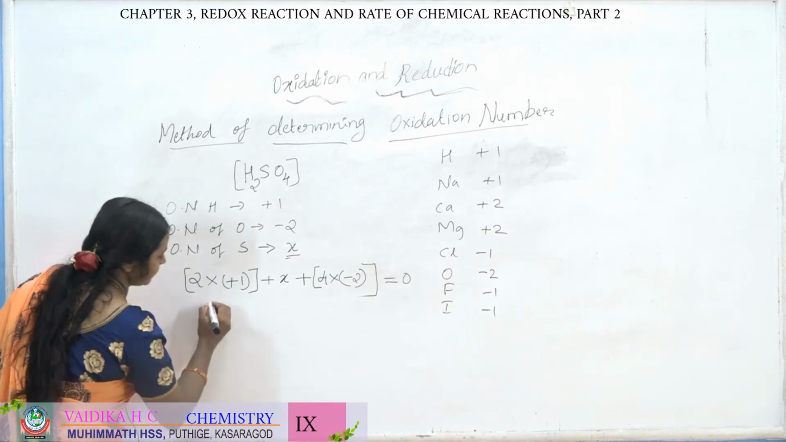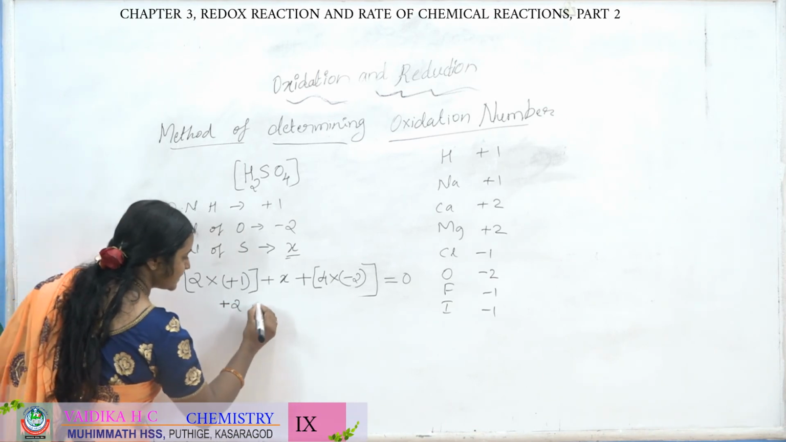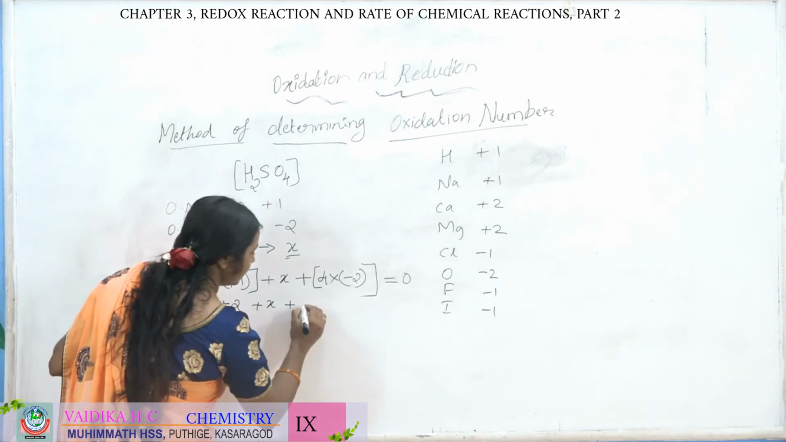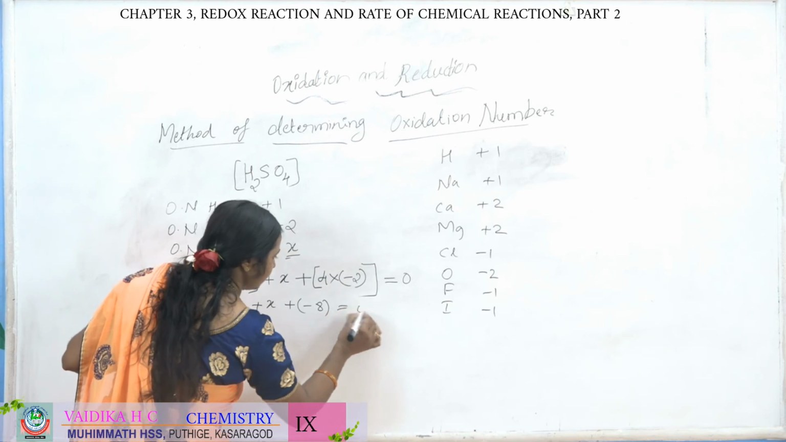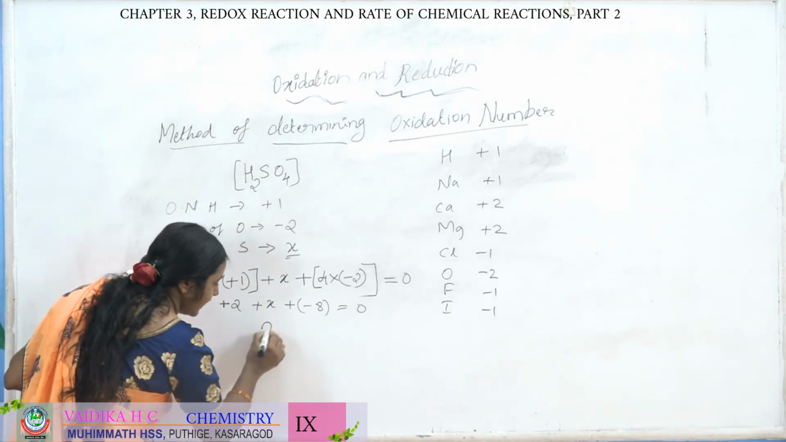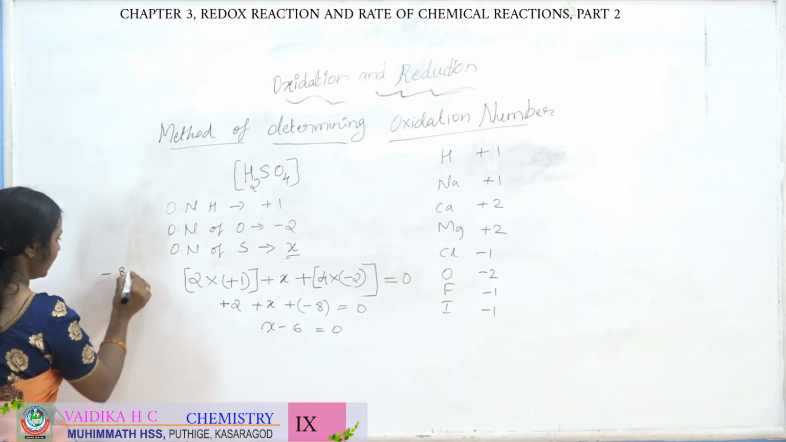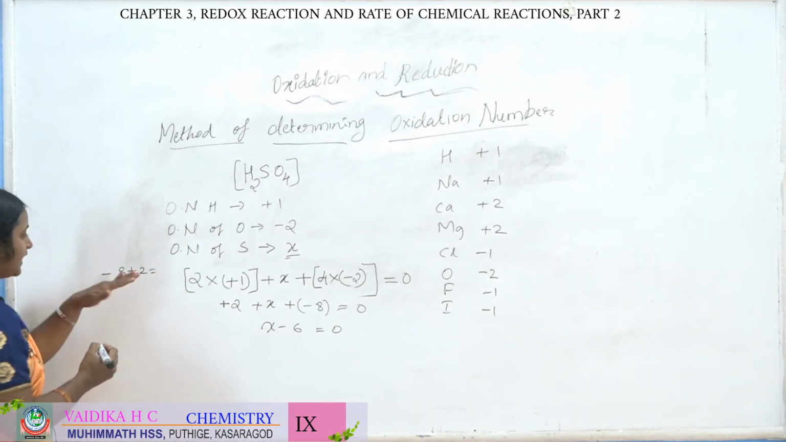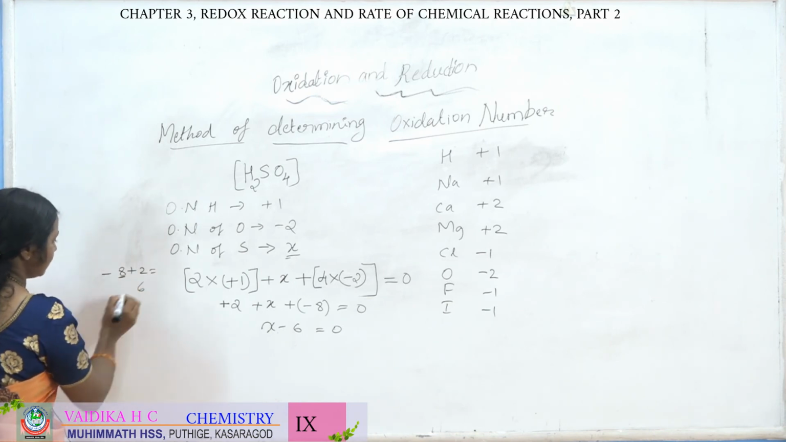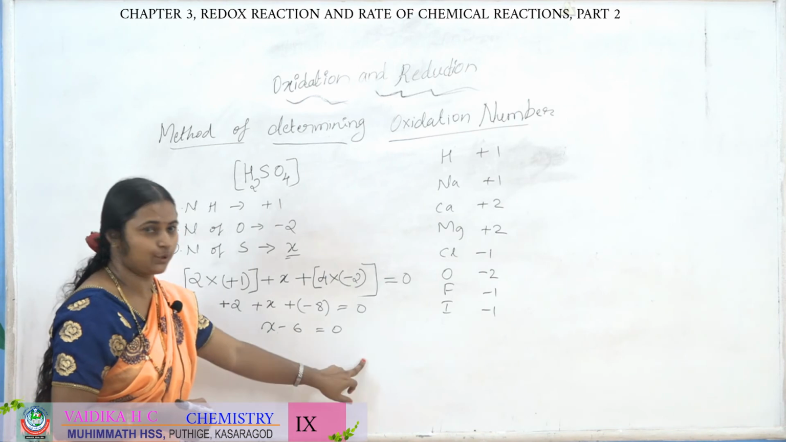So let us simplify it. 2 into +1, that is +2, plus X plus 4 into -2. How much? -8, right? So equal to 0. So -8 plus 2, how much? -6. From the 8 we are decreasing the 2, so we will get 6 and the sign is from here, so -6. So here X minus 6 equal to 0.